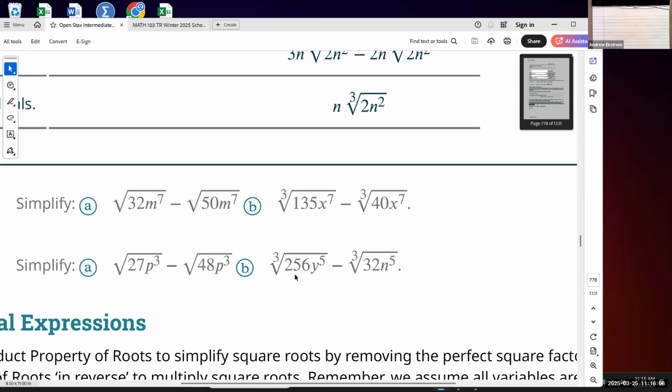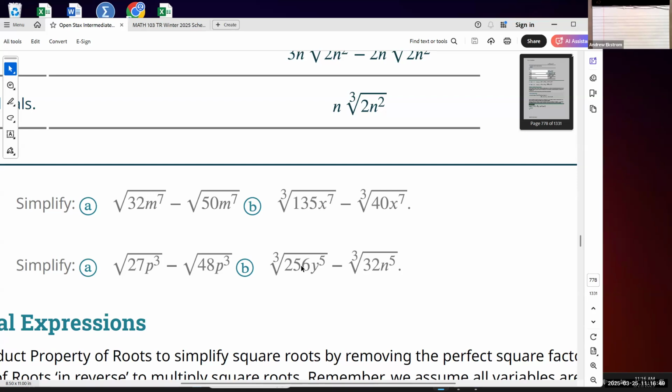What comes to mind instantly when you think about factors of 256 where one of them is a cube? I have no idea. But what are some factors of 32 where one of them is a perfect cube? So what are the perfect cubes that we've dealt with? 2 cubed is 8, 3 cubed is 27, 4 cubed is 64. So in this case, I'd go with 8. 8 times 4. The cube root of 8 is going to give me 2. So there's going to be a 4 left over.